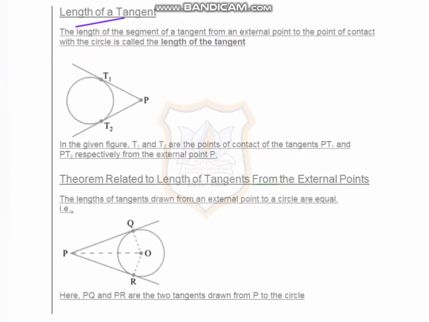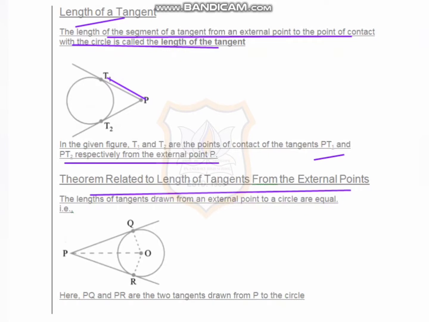The length of the segment of a tangent from the external point to the point of contact with the circle is the length of the tangent. T1 and T2 are the points of contact of the tangents, and PT1 and PT2 are the tangents which are drawn from the external point P.